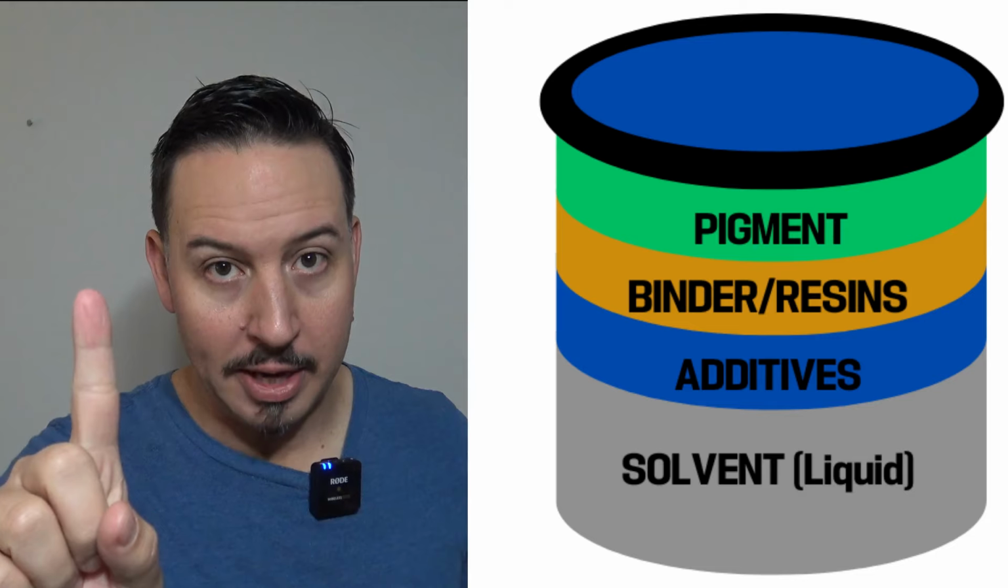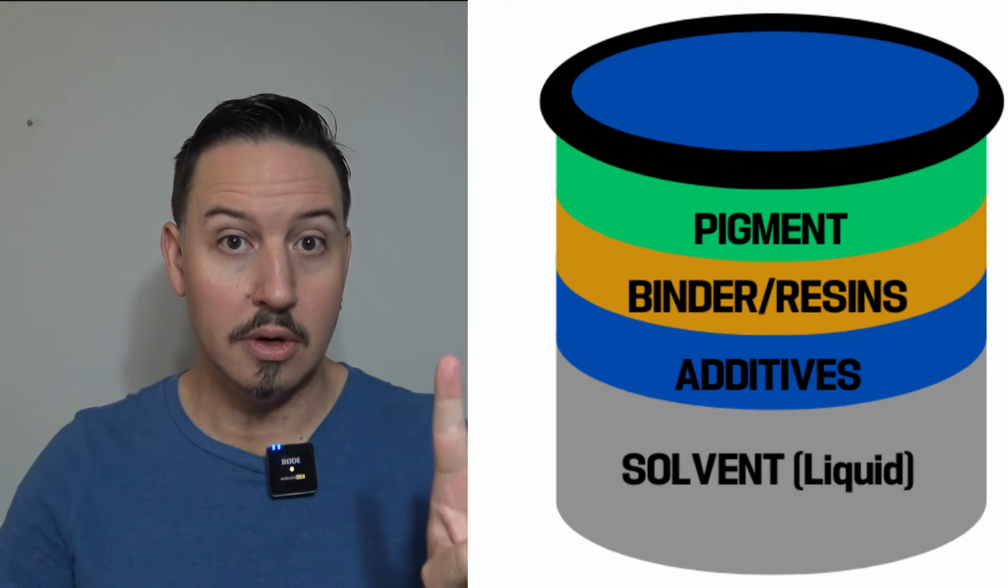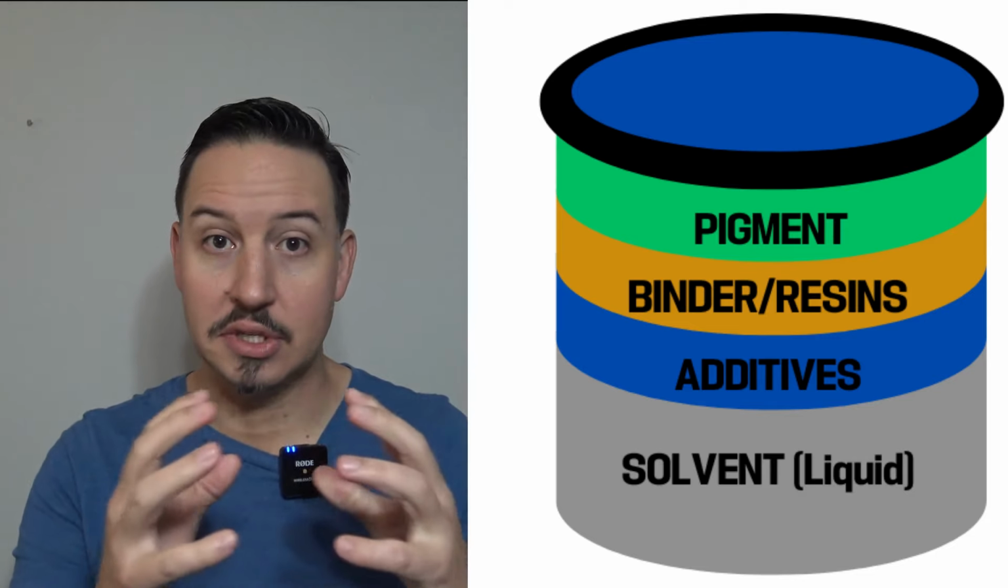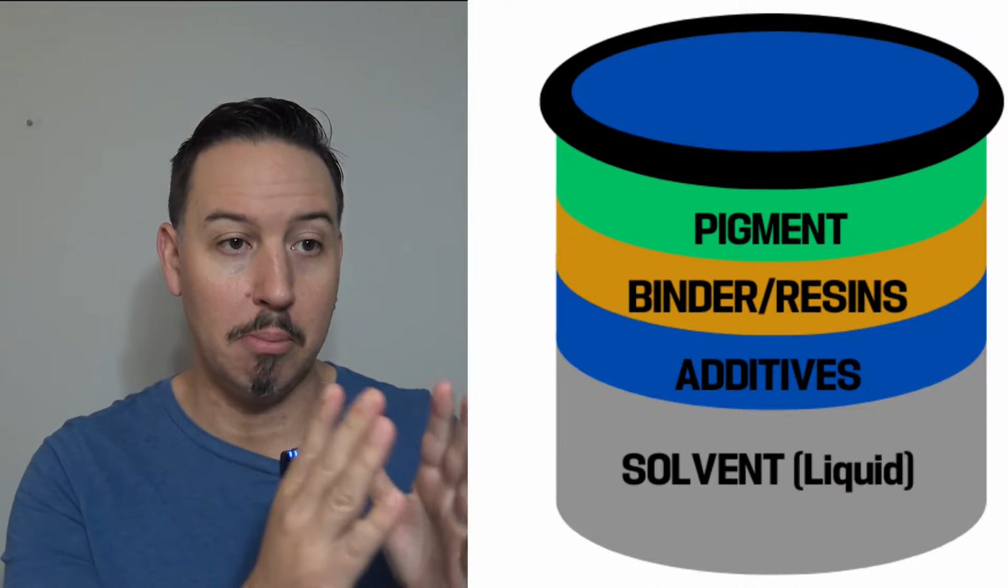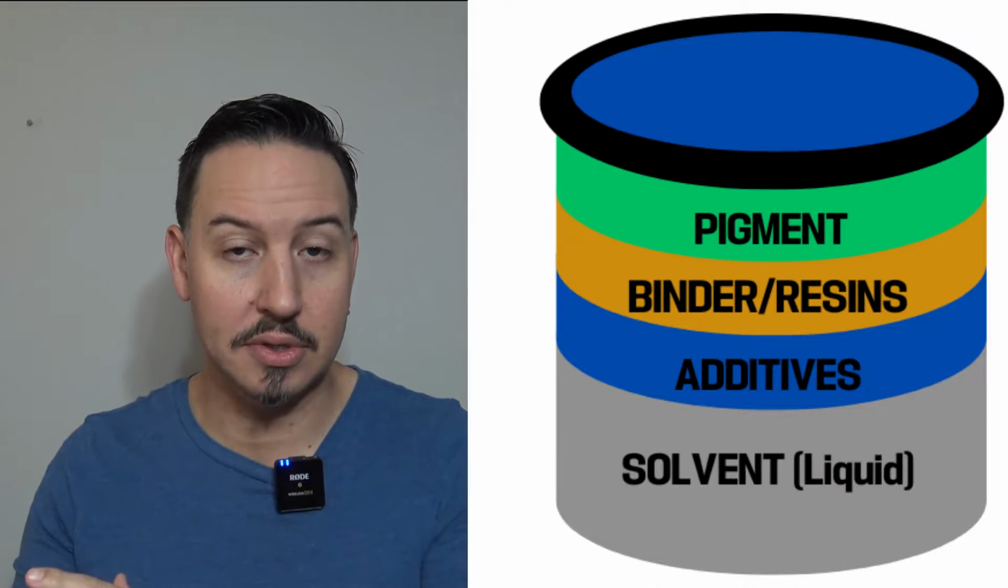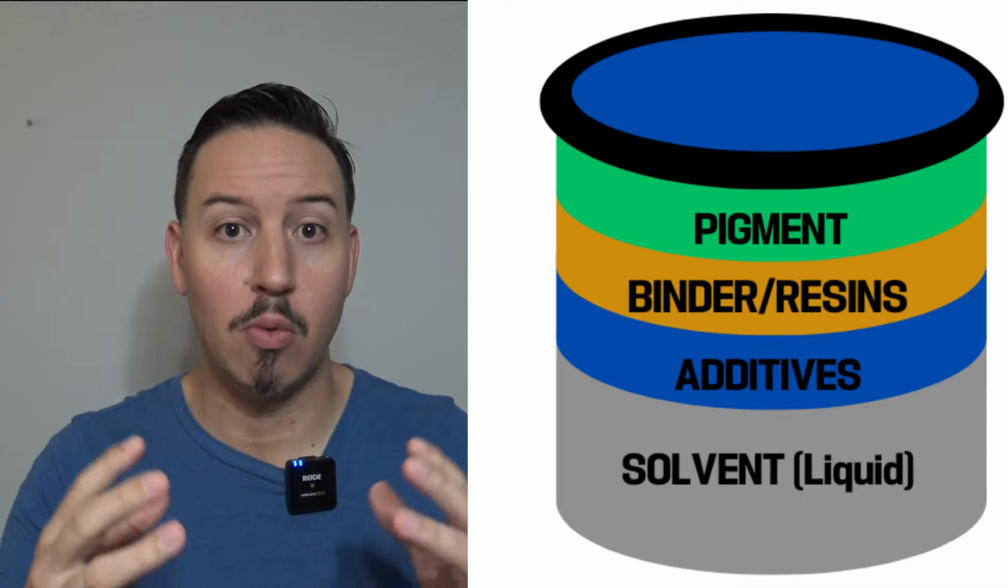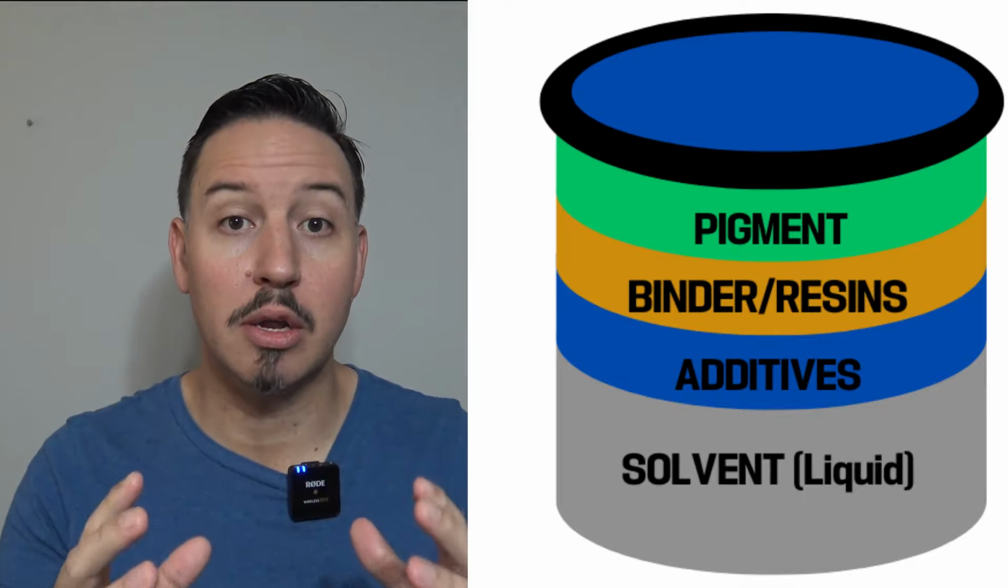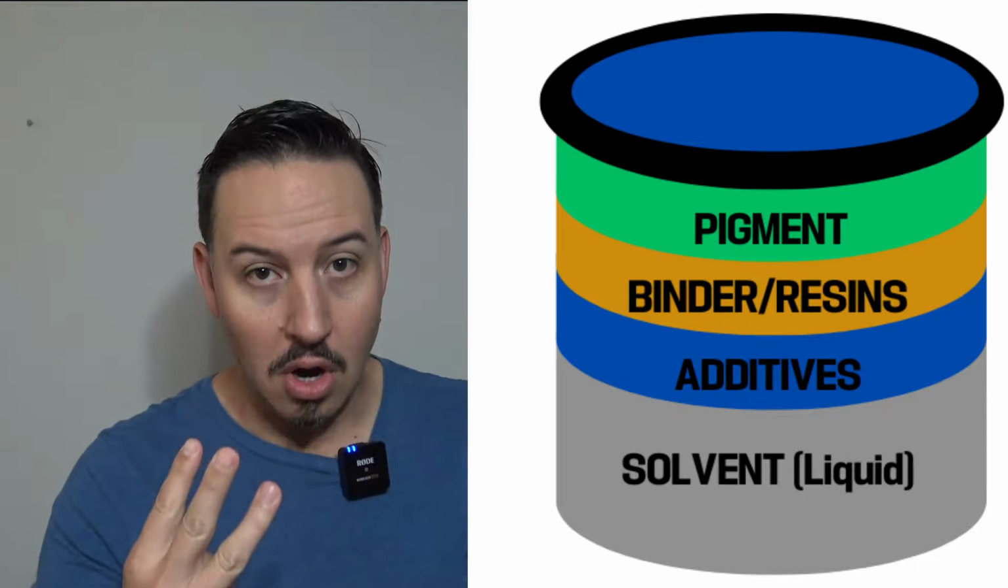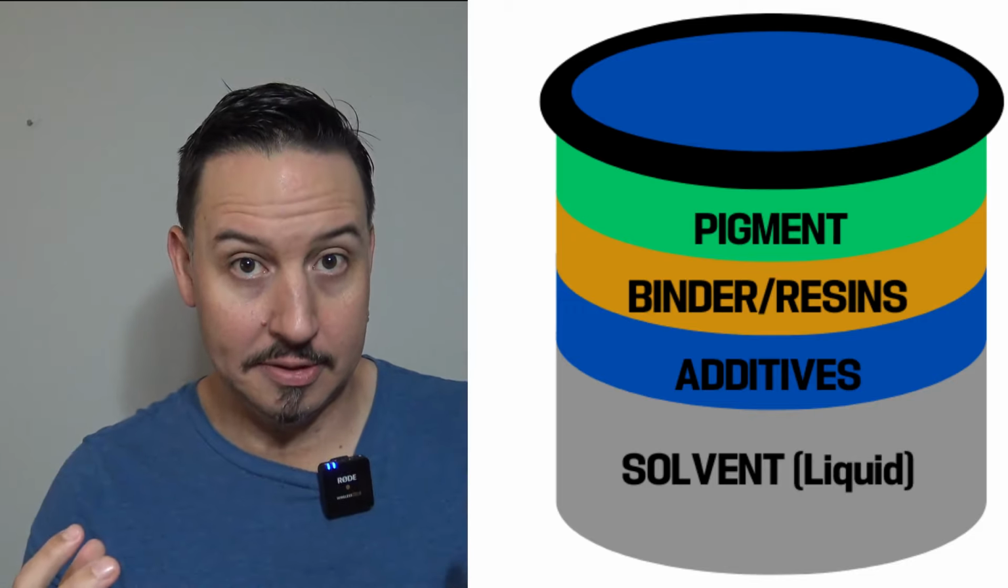To understand paint, first of all, you must understand how paint is made. Paint is made of 4 primary ingredients: pigments, resins, or binders. It's the exact same thing. It's just some people call it binders, some people call them resins. But when we're talking about resins or binders, we're talking about the exact same thing. Solvents and additives. Let's talk about pigments first.